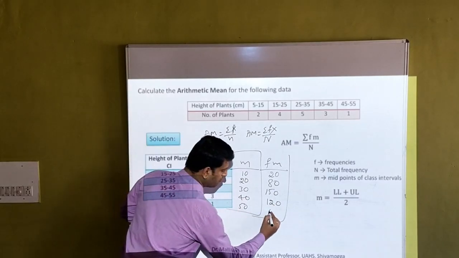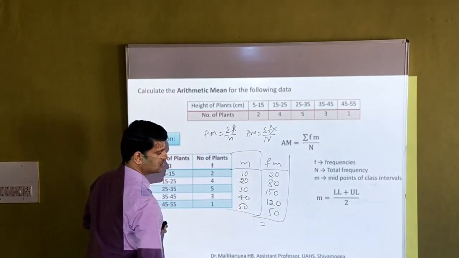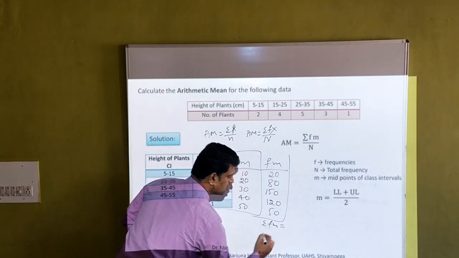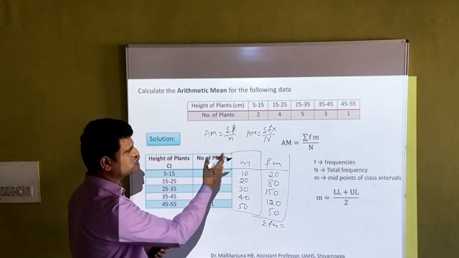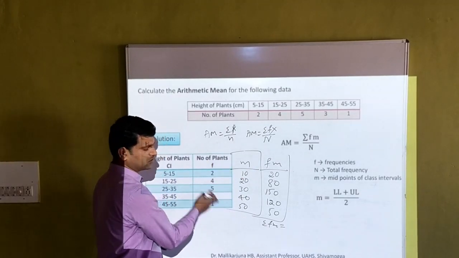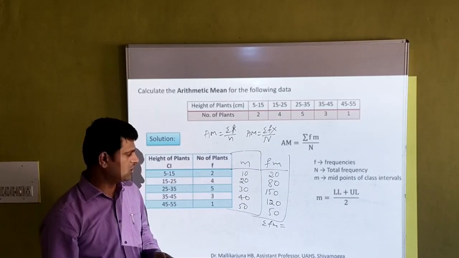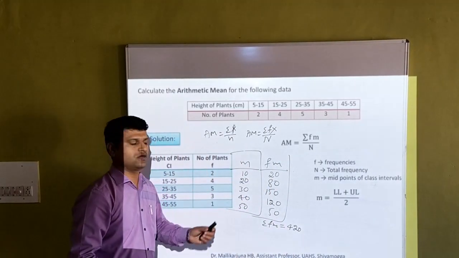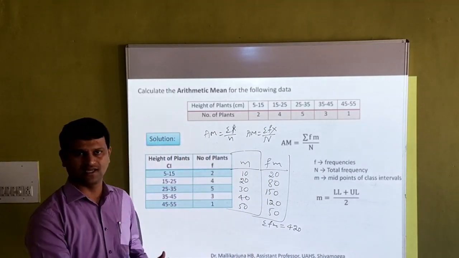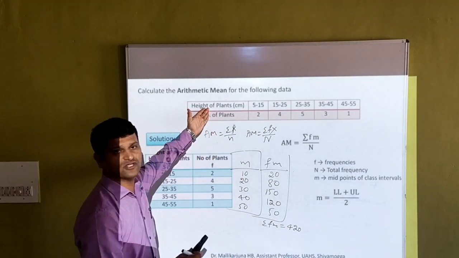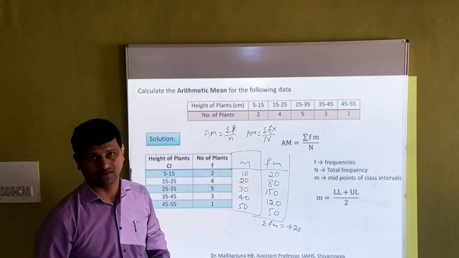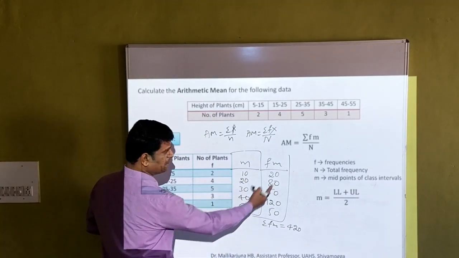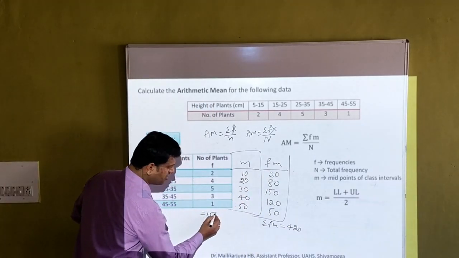120, 50. So the total summation of Fm is, of course, the values from the previous discrete frequency distribution only. Of course, this total is 420. Only to explain the problems I have taken the same data, but the previous one was the weight of seeds, and this one is the height of a plant. That's all. Here the total is 420 and capital N is 50.